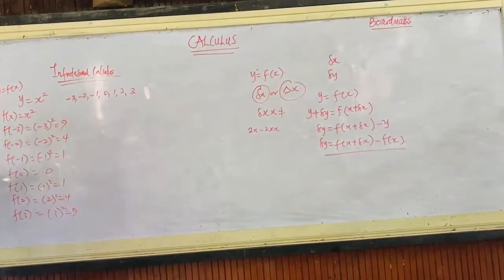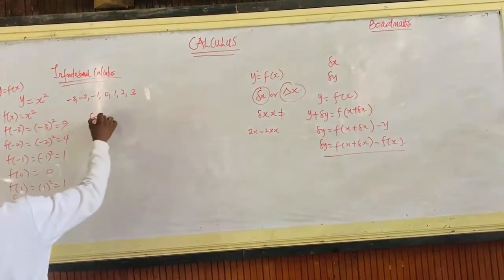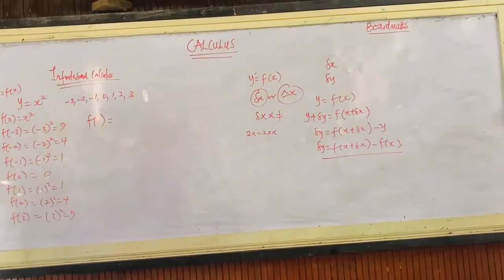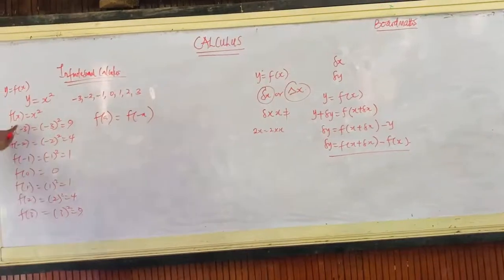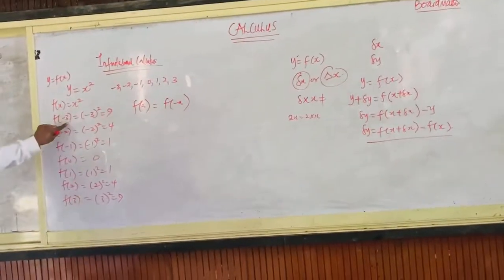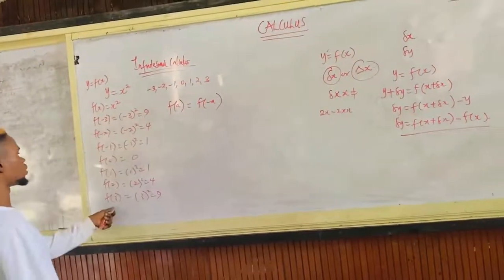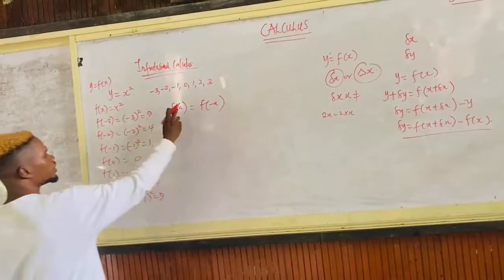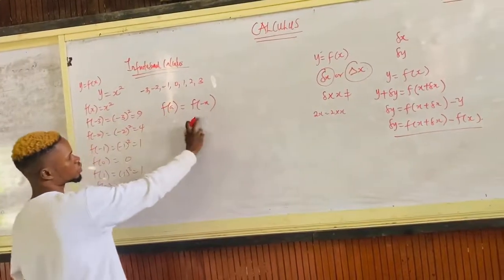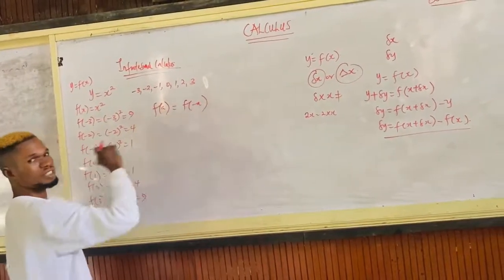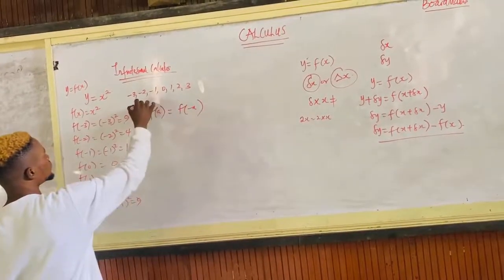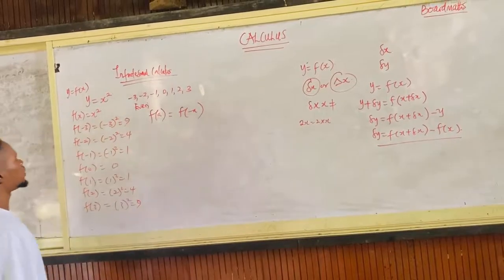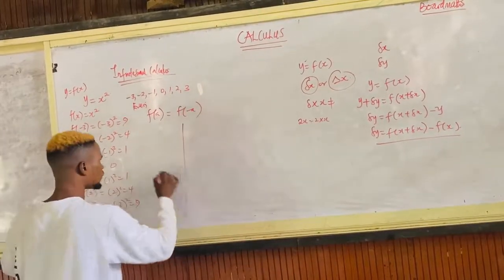Now here we can see that f of a is the same thing as f of minus a. Because when we input a, let's say we input minus 3, we get the same result when we input 3. So f of a is equal to f of minus a. This is an even function. Now, let's plot the graph of this.